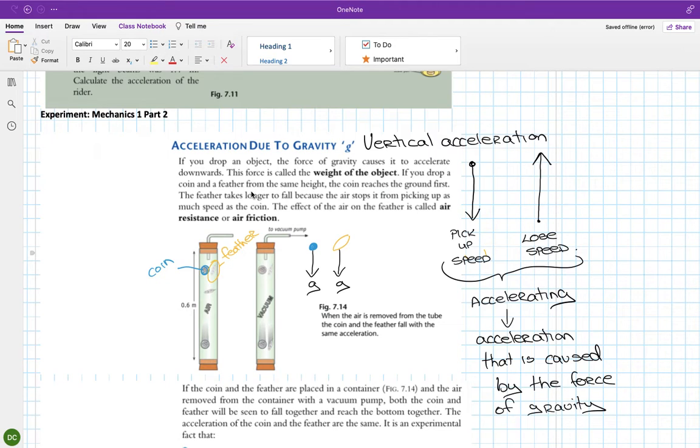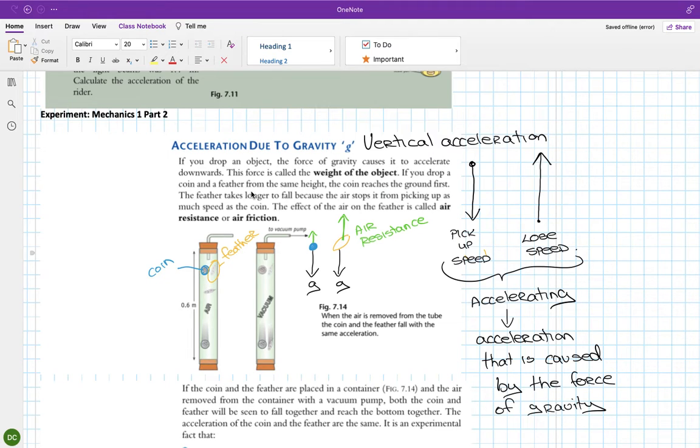So the question you should be asking yourself is, if they have the exact same downward force acting on them, why don't they hit the ground together? The reason they don't hit the ground together is because of air resistance. When you drop the coin and the feather, the downward force is exactly the same, but the upward force is completely different.